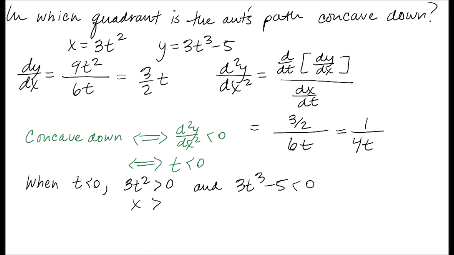So this means that x is positive and y is negative. If you're having trouble, we're seeing x is going to be positive over here, and y is negative down here. And so this is quadrant 4. So the curve will be concave down in quadrant 4.